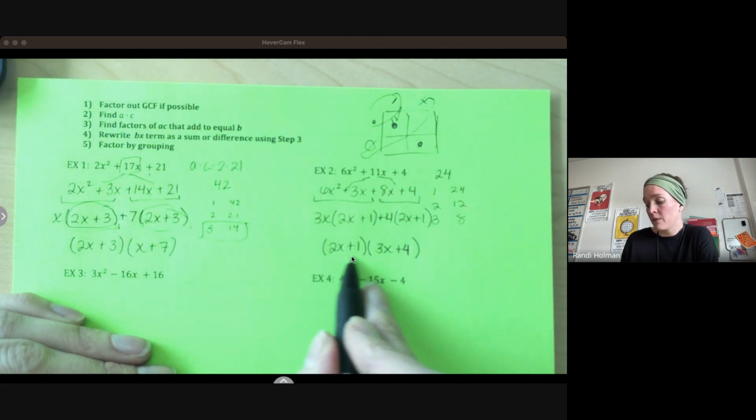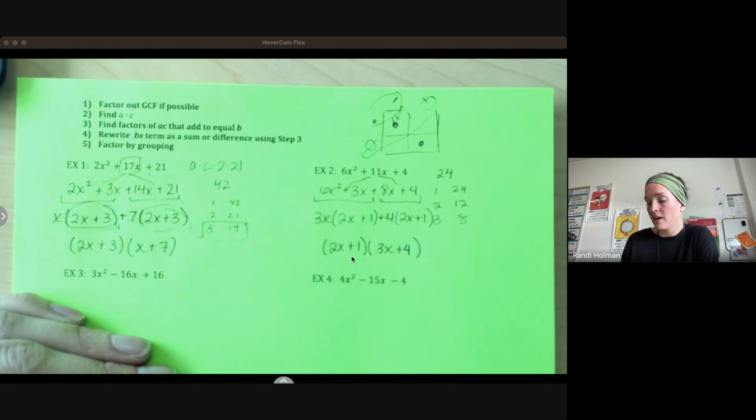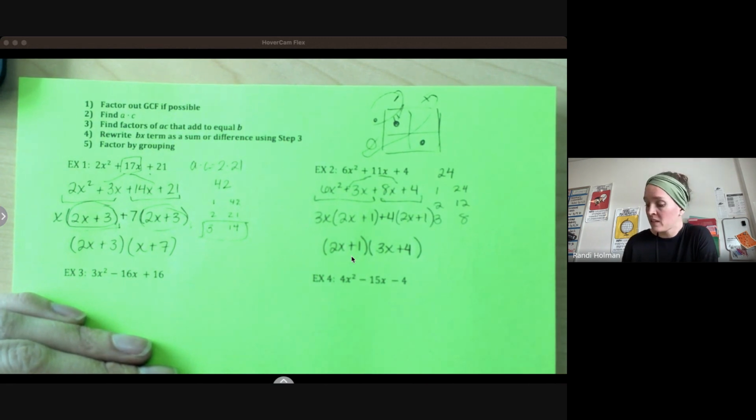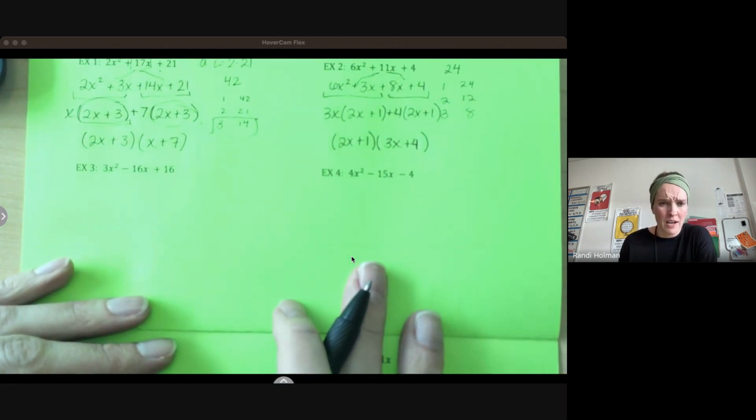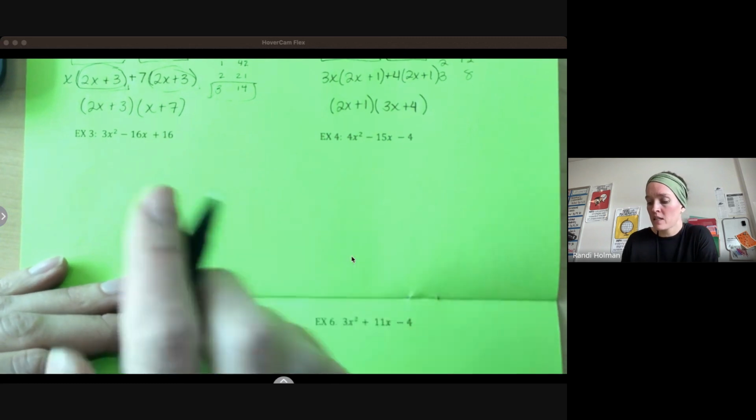Okay, check and make sure. Can we factor either of those further? No greatest common factors, so we didn't miss that along the way. Okay, let's try a couple more. So remember, greatest common factor first.